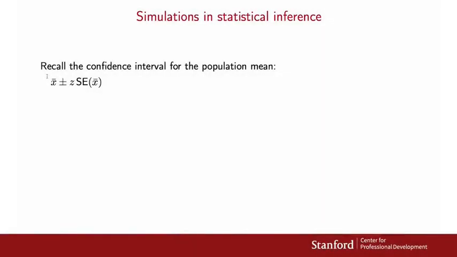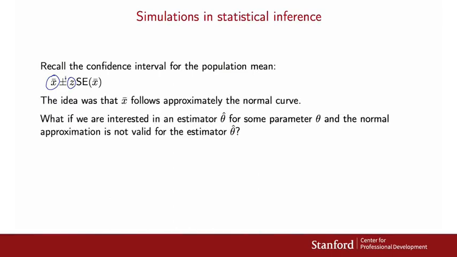Remember that very simple formula for the confidence interval for a population mean. We simply take the sample mean plus minus z times standard error. The reason why we used z was because the sample mean approximately follows the normal curve. Now what happens if we are interested in a different estimator, let's call it theta hat, for some parameter theta of the population, and the normal approximation is not valid for this estimator? In that case, such a simple formula is not applicable anymore and we have to do something else.